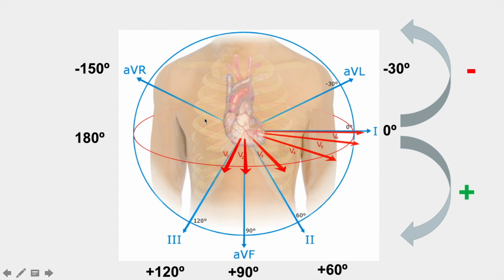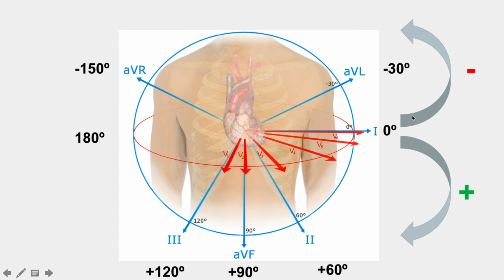And on the opposite end to lead 1 is 180 degrees. The leads that you should remember the degrees for include lead 1, which is 0 degrees, lead 2, which is 60 degrees, and lead 3, which is 120 degrees. That's pretty easy: 0, 60, and 120. You can also remember AVF as 90 degrees. Those are pretty easy degrees to remember. And again, all of these limb leads and augmented leads are in the plane of the screen, whereas the precordial leads point out of the screen at you.